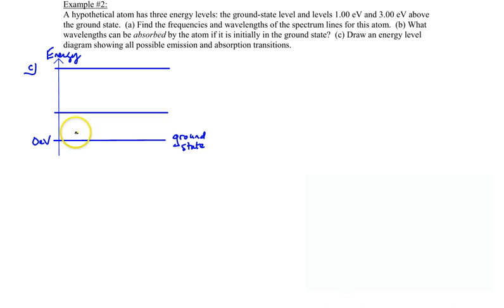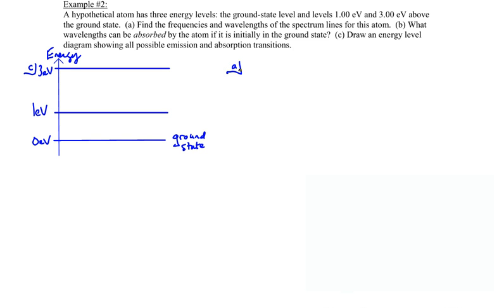And then above this will be 1 electron volt, and then 3 electron volts above the ground state will be this third state out here. You could call this n equals 1, n equals 2, n equals 3, but I'm not even sure if that's the first, second, and third. We know this is a ground state, but we don't know that for sure. Anyhow, we'll go into part C in a minute and draw these emissions as we go through A and B here.